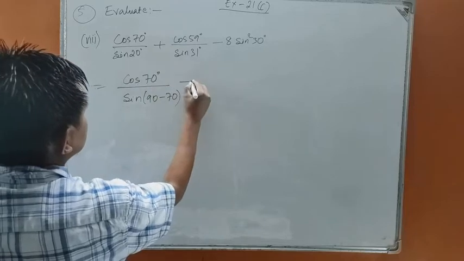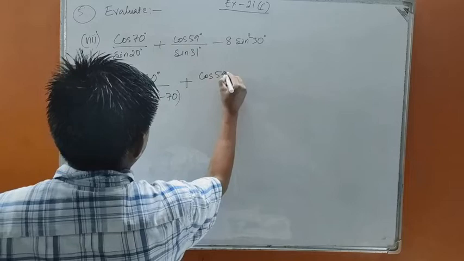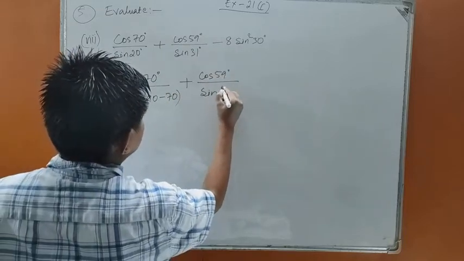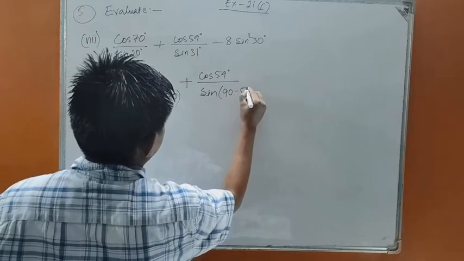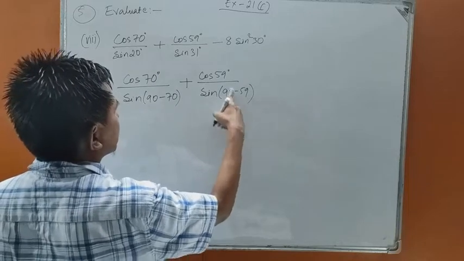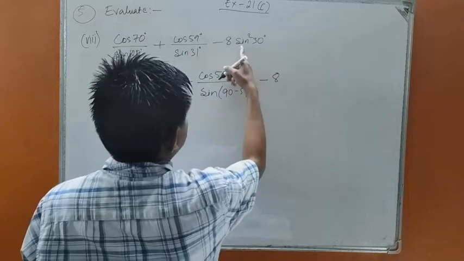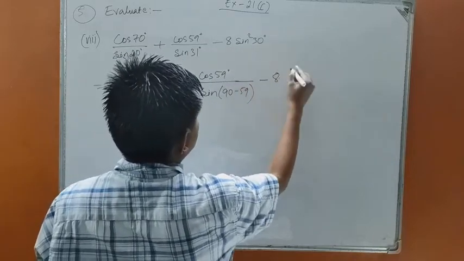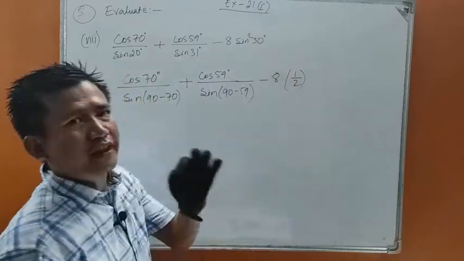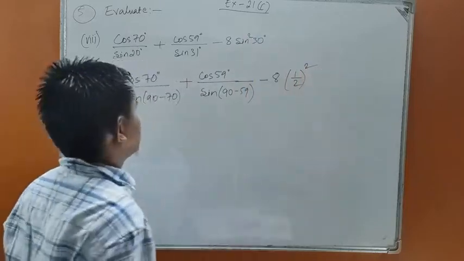So this is plus. Cos 59 degree we copy as it is, cos 59 degree upon sine 31, which means 90 minus 59. 90 minus 59 is 31. Okay, so minus 8 sine 30 degree. The value of sine 30 degree is 1 upon 2. And we have sine square, so we must square this.